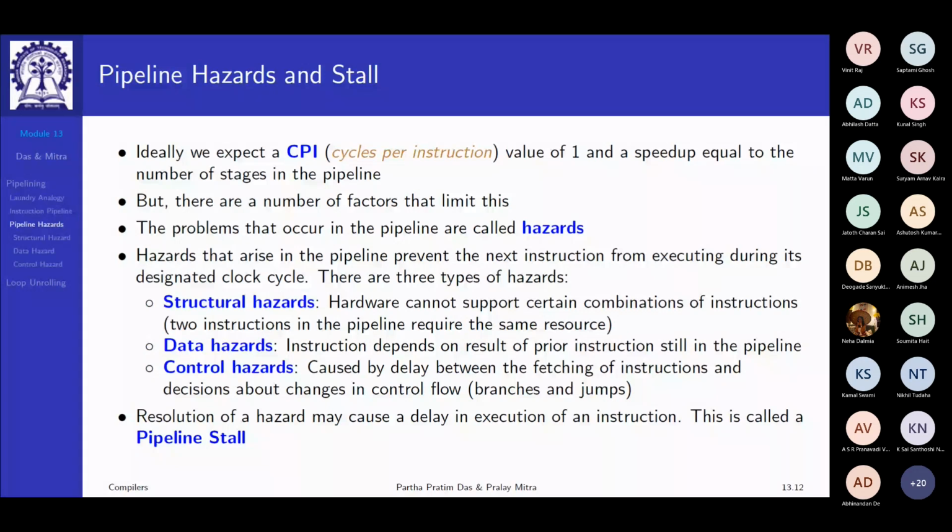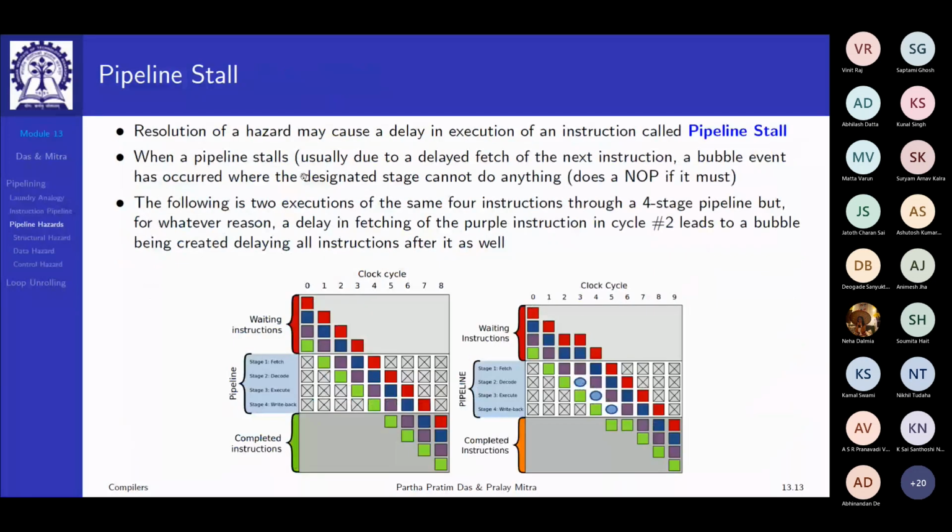So a hazard means that there is some condition that has happened so that all instructions that are in the pipeline cannot continue executing in the next cycle. So one or more of them will have to be delayed in the execution. And when that situation happens, we say that we have a pipeline stall. So this is an example of a pipeline stall.